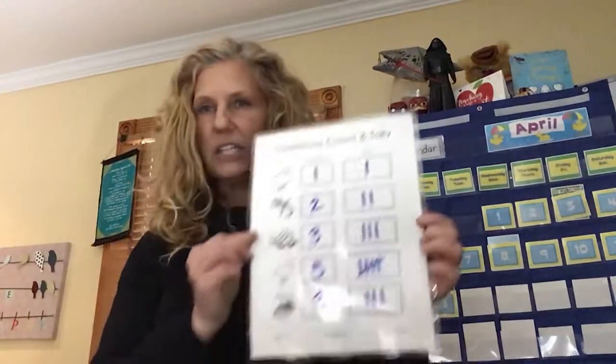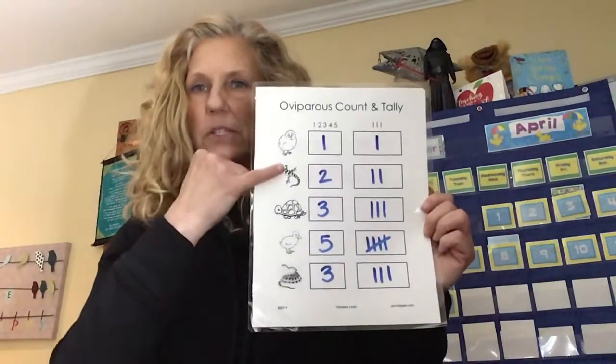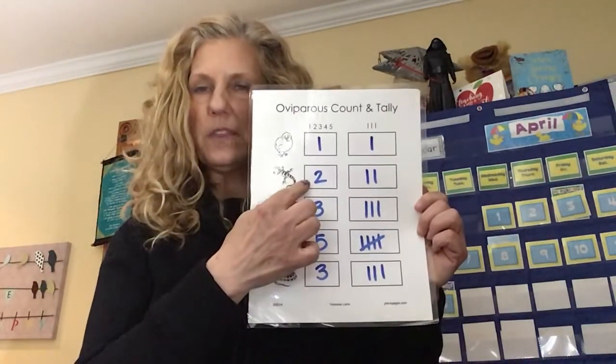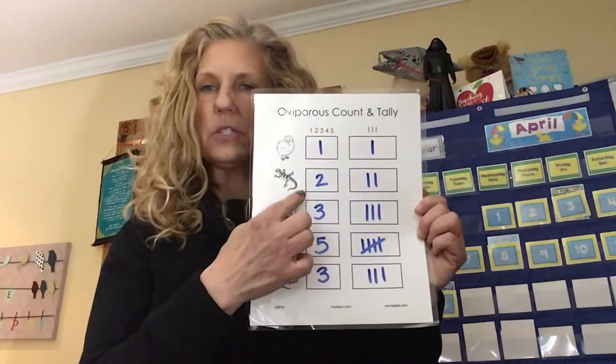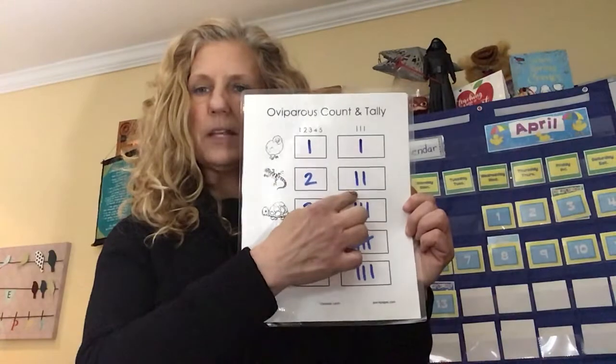So the first egg I opened had a lizard in it. So it had 2 lizards. Let's count. 1, 2. I had 2 lizards. So I went to my count and tally sheet and I went to lizards and I put the number 2 there and I made 2 tally marks. The tally marks represent the number 2.